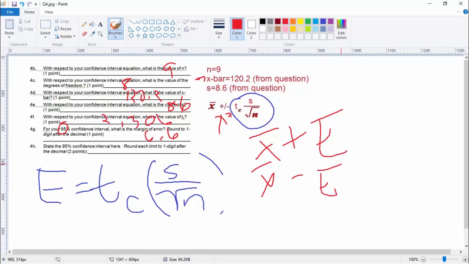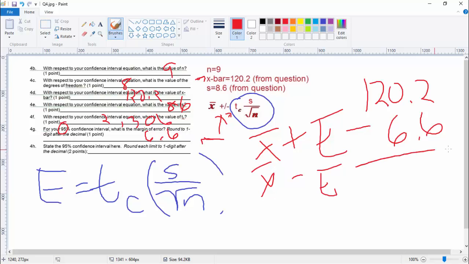So what's our x bar? 120.2. So this time I'm going to do them in order, otherwise I get totally screwed up. So I'm going to do the lower limit first. We're going to go minus, and then this is 6.6. Remember our e we just made. And I'm even bad at this kind of math. So I'm going to just say 113.6. I already prepared this. So that's the lower limit. Let's put that over here.